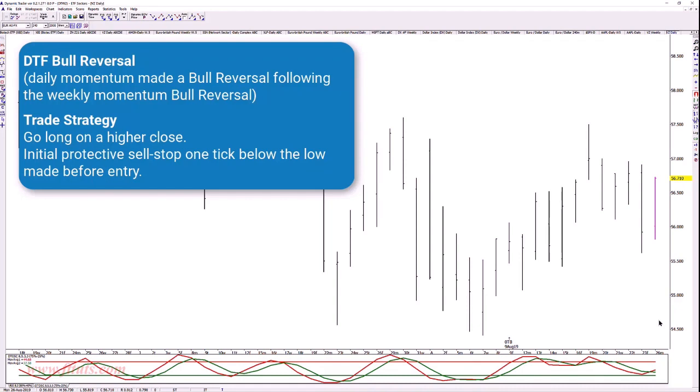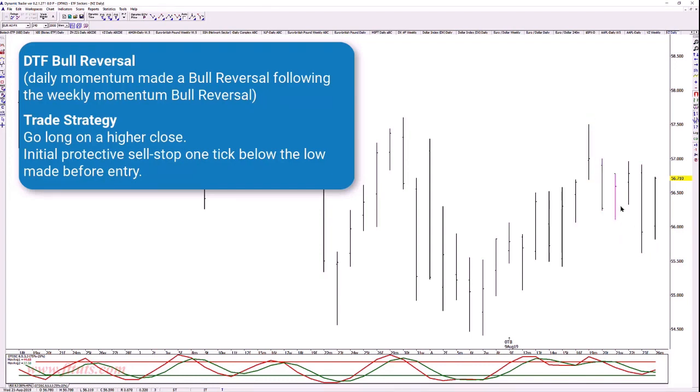Now, with stocks, ETFs, and cash indexes, my entries and protective stops are almost always based on the close. The close is important for stocks, cash indexes, and ETFs. So the entry strategy would be the next higher close.